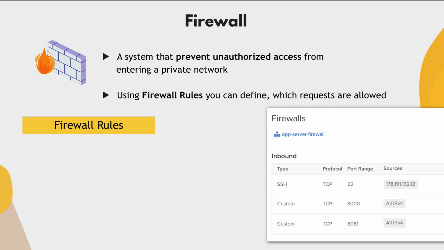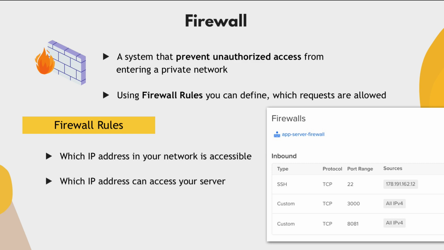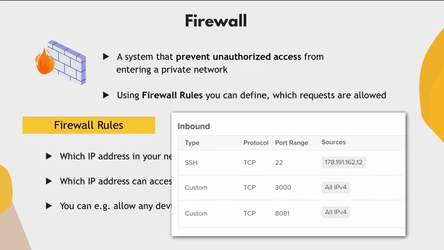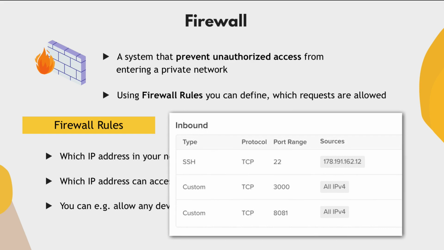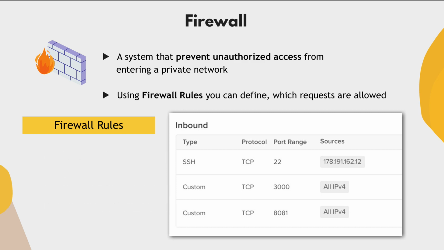So how does it work? You define which device on your network with a specific IP address should be accessible. You can also define which other devices or what IP addresses specifically can access your server. Or you can say, I allow any device on the internet to talk to my server. And this is usually the case when you're running a web application because you want everyone to be able to access your application. So for most servers that are running some applications, you will need to configure firewall rules to manage the access configuration.